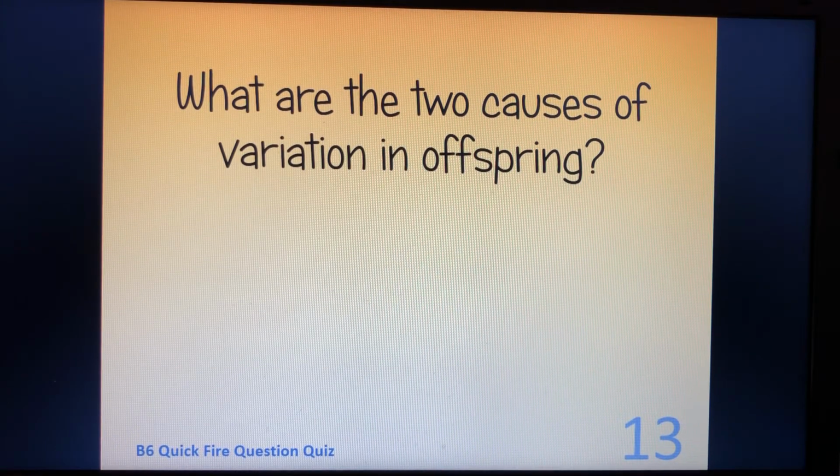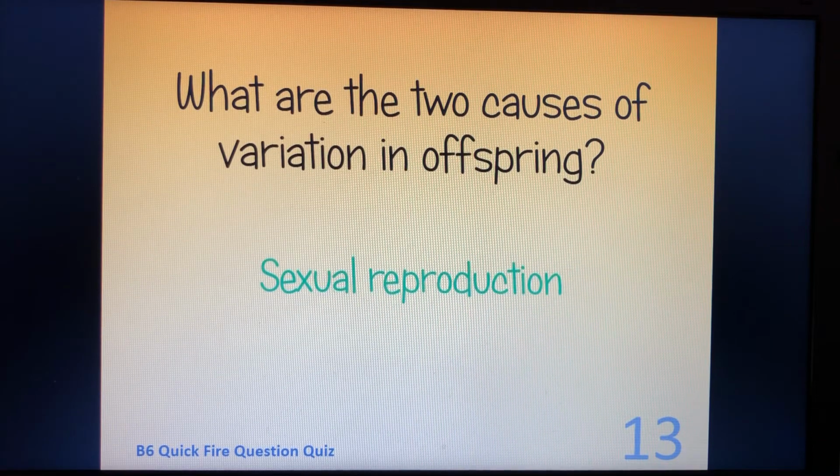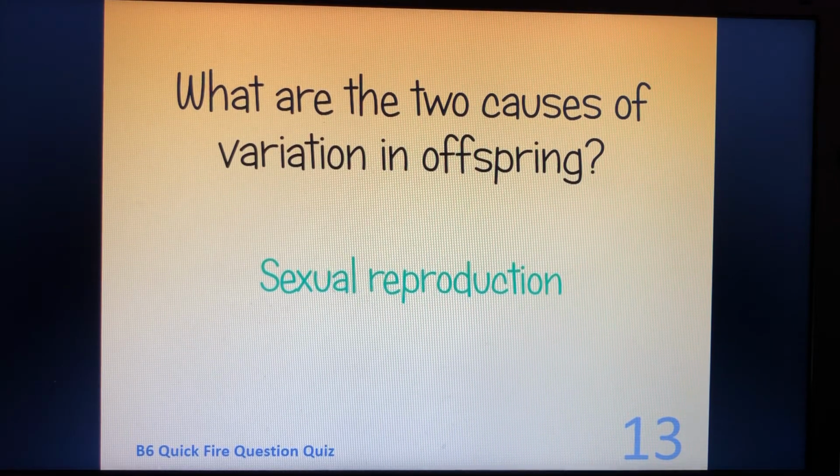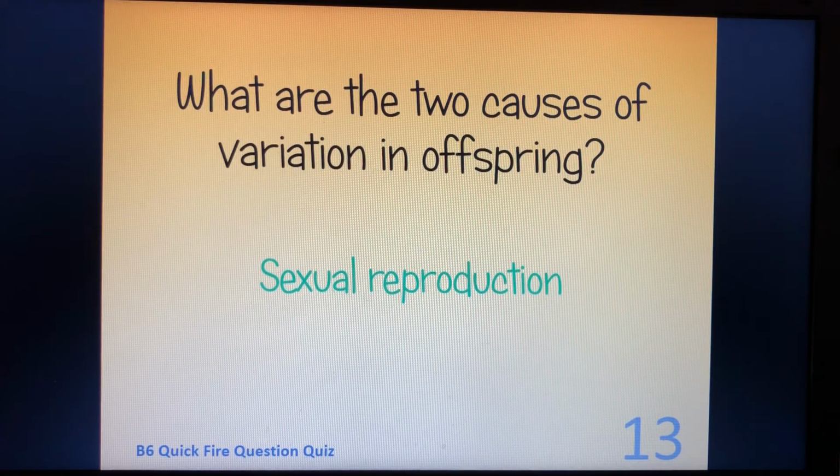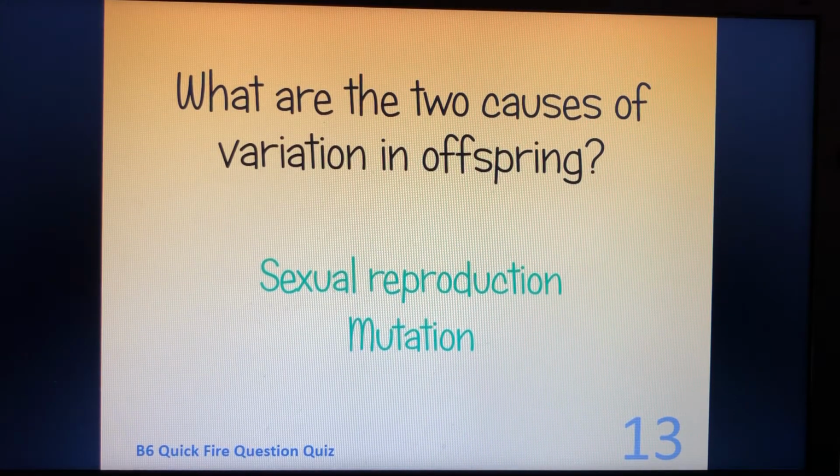And the answer is, or 2 answers. First one, sexual reproduction, so obtaining some of those traits from one parent and some of those traits from the other parent produces variety. And also mutation. Talk about mutation a lot as we go through this topic.